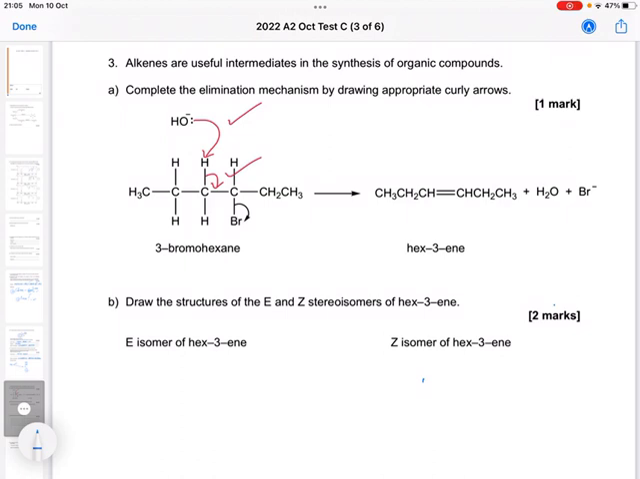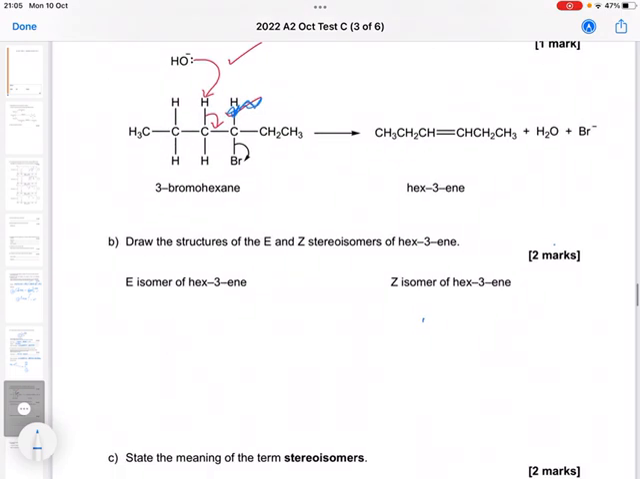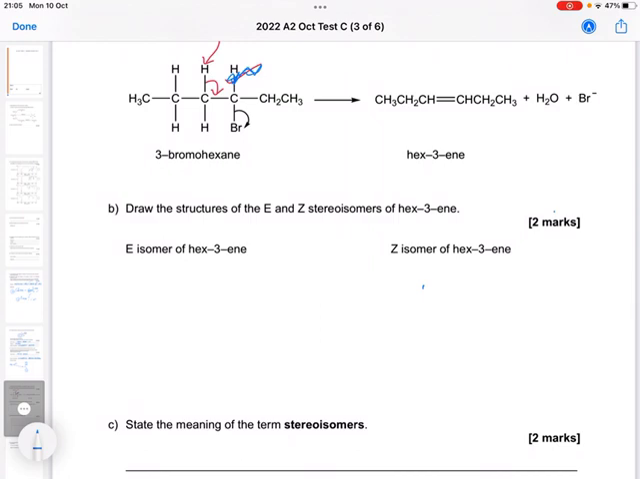So complete the elimination mechanism. Curly arrows. Sorry, it's just going to be 1 mark for that, I would think. 1 mark for both arrows that are drawn there. So draw the structure of the E and the Z isomer for hex-3-ene. So we can see that it's in the middle.